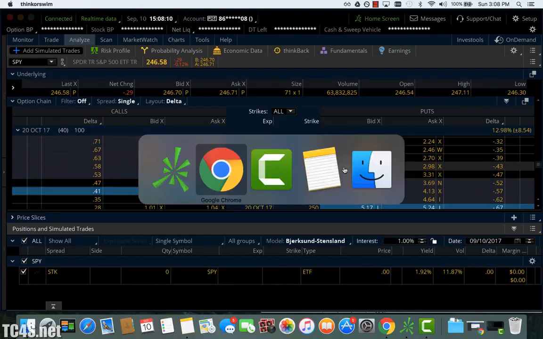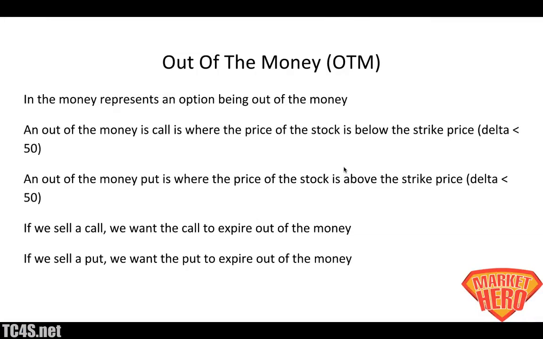Now, if we sell a call, we want the call to expire out of the money. If a call expires out of the money, it's worth 0. If we sell an option, we want it to go to 0. The same thing happens for a put. We want the put to expire out of the money as well. If we sell a put, we want the put to go to 0. So the only way we make money, for the most part, selling options is if they expire out of the money.